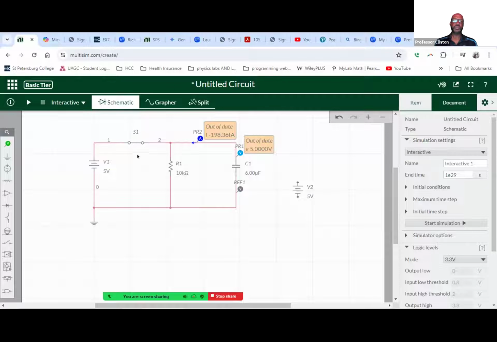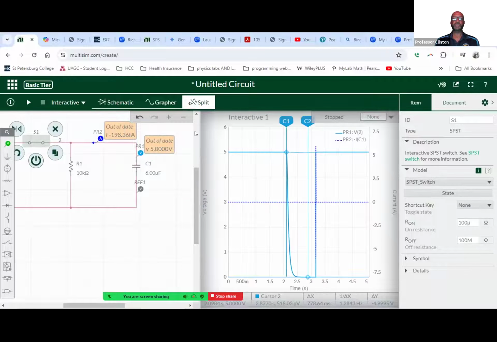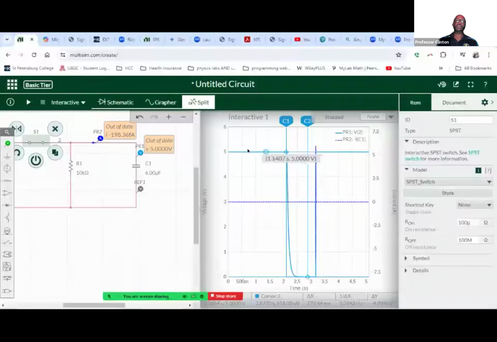We have our switch closed. What we're going to do here is quickly open it and see how this thing discharges. You want to look at it from the split perspective, and this is only going to run over a short period of time. So you may get something that looks like a flat line. You don't want to run it too long, because you have to find where the area of interest was.